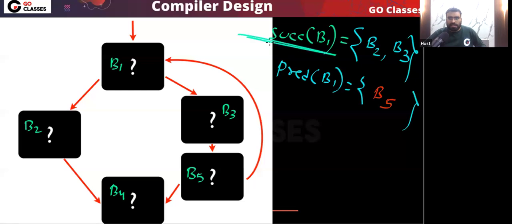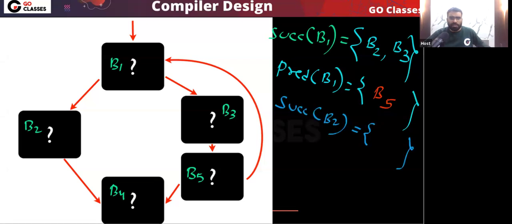So successor is a basic block, predecessor is a basic block. These are sets of basic blocks. Is this clear? Okay, so tell me, what is the successor of B2? The successor of B2 will be B4.